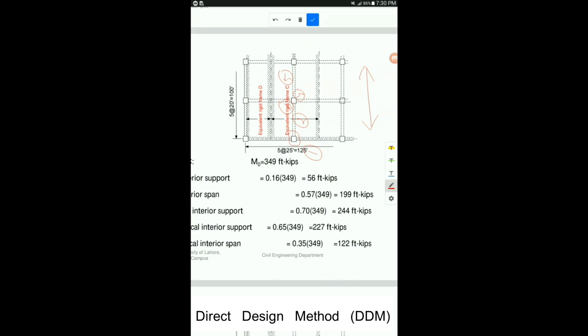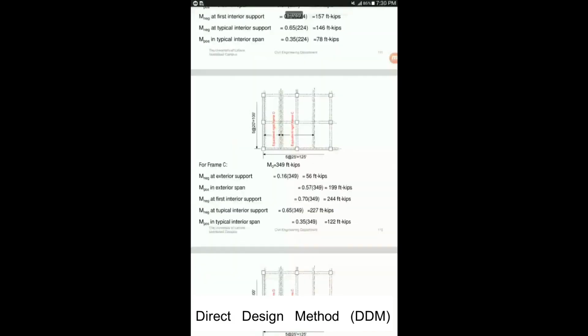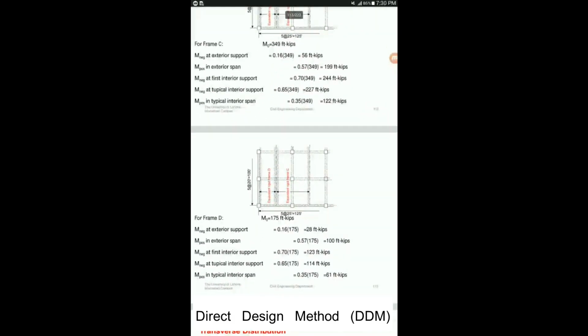The coefficients are the same, because for location 1 we have the coefficient 0.16. You're just going to multiply it by 349, which is the total factored static moment calculated for the equivalent rigid frame C. So 0.16 multiplied by 349. The coefficients are the same, there's no difference, but because the total factored static moment is different from the previous case, you will end up with different values. In the same way, you can do it for the rigid frame D.